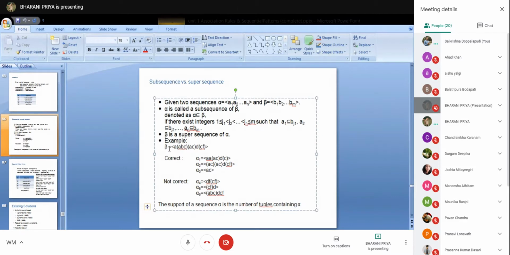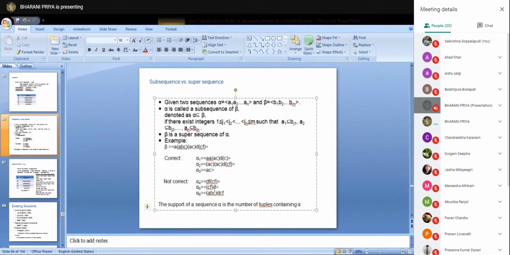Or shall I repeat? I'll repeat. D is subset or equal to D. F is subset or equal to CF. But there is no item set in beta such that CF is subset or equal to some item set.